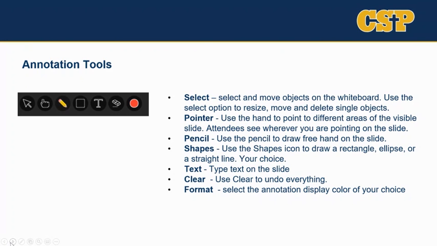Clear. Use clear to undo everything. So I just like to make it clear that clear erases your entire whiteboard. Again, if you're looking to erase a single element on your whiteboard, you're going to want to use the select icon and the delete key on your keyboard. Our last tool is format. This allows you to select the display color of your choice for your annotations.